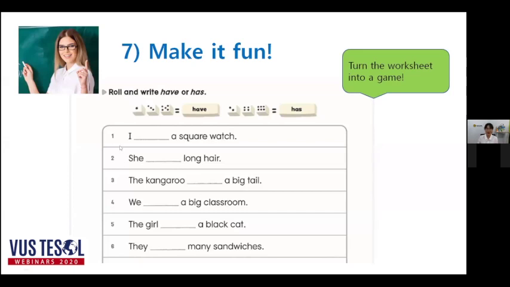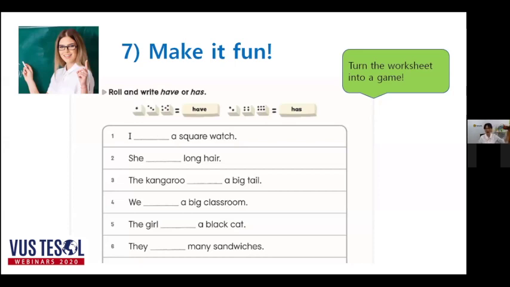Now, let's look at number 1. I blank a square watch. Okay, so have or has. I have a square watch, right? The correct answer is have. But we have to play a game before you can write have. So I have a dice here. Let's roll the dice. I get 6. Okay, 6 is has. I has a square watch. No, it's not a correct sentence, right? Then you lose a turn, and another person will have to do it.